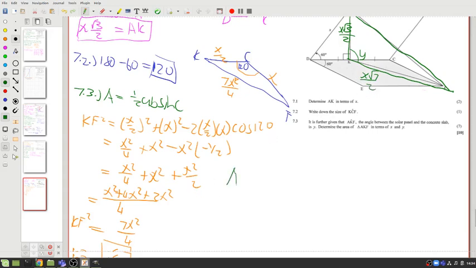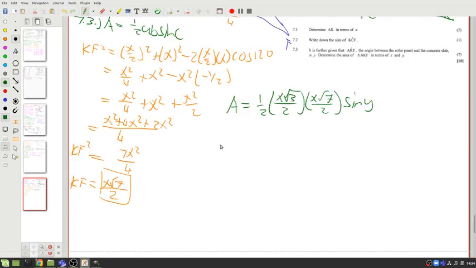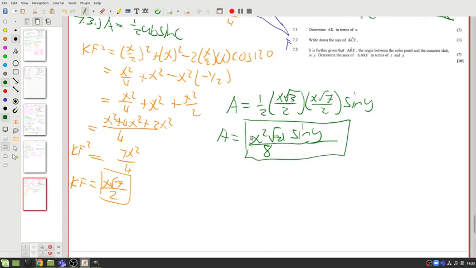And now we can work out the area. So area equals half times the one length, which is x root 3 over 2, and the other length is x root 7 over 2, times sine of the angle between them, which is angle Y. And now we just simplify that, and then we'll have our final answer. So the denominator will be 2 times 2 times 2, which is 8. And at the top, we'll have 1 times x times x is x squared, root 3 times root 7 is root 21. And the sine Y I'm going to put at the top as well. So there we have it. That is the area of our triangle.